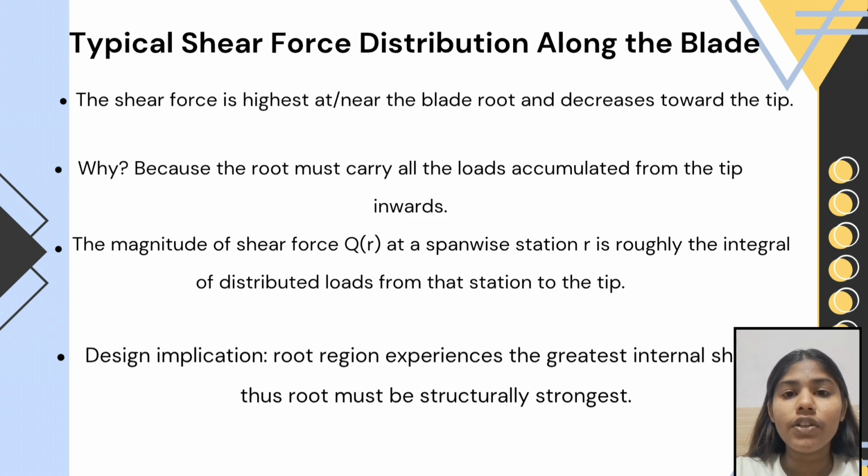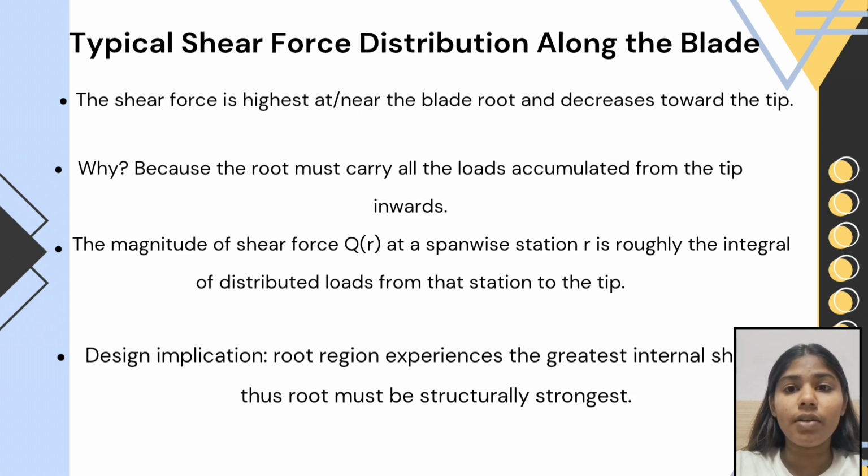The magnitude of the shear force Q(r) at a span-wise section is roughly the integral of distributed loads from that station to the tip. Design implication: the root region experiences the greatest internal shear stress, thus the root must be structurally strongest.